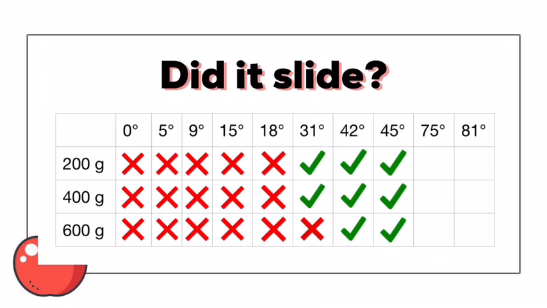Then we have an angle of 45 degrees, where the cell phone slipped, the pencil case slipped a little, and the cream slipped completely. Then the ninth angle, at 75 degrees, where the cell phone slipped completely, the pencil case slipped a little, and the cream slipped completely. And finally, the tenth angle, at 81 degrees, where the cell phone slipped completely, the pencil case slipped completely, and the cream slipped completely.